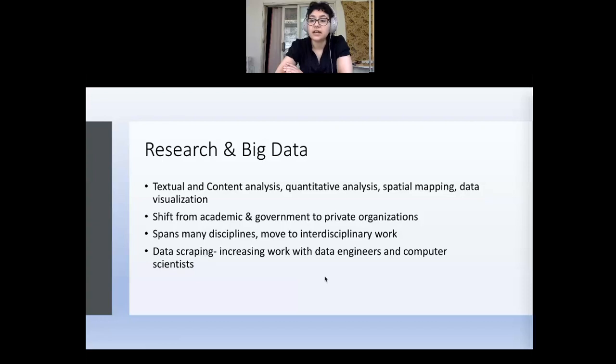And so a lot of the people who are academics that work on big data are often working interdisciplinarily, and usually there's a computer scientist in that realm because they have more of an understanding of how computers collect that data. And then there's also a lot of academics who will do data scraping work, so collecting data from the internet through particular programming tools, and data engineers and computer scientists usually do that work.